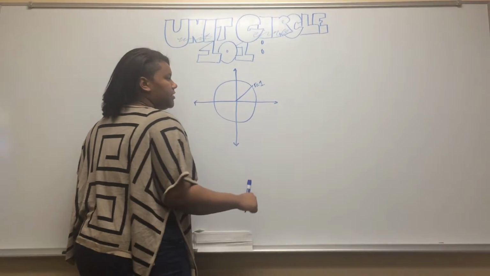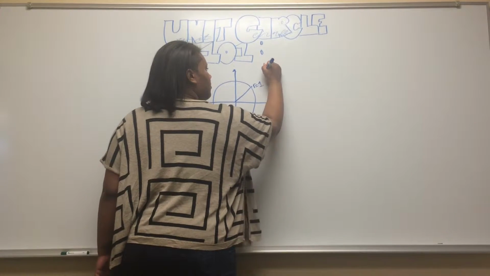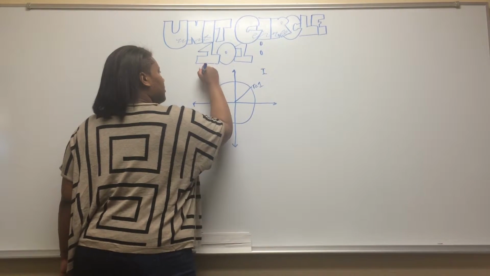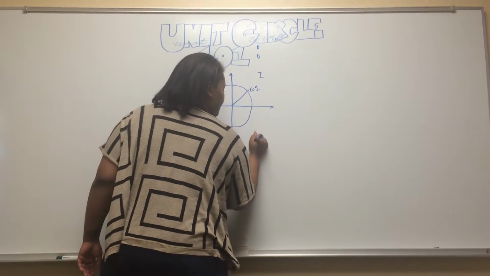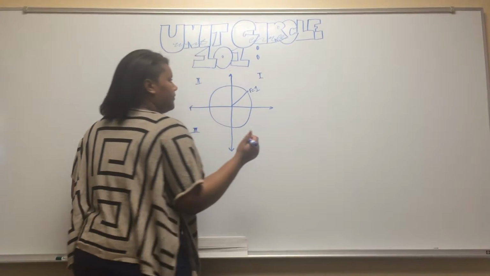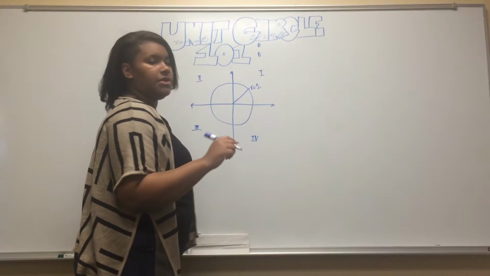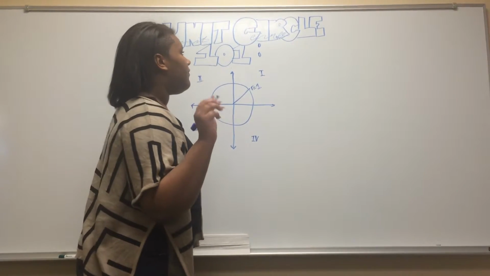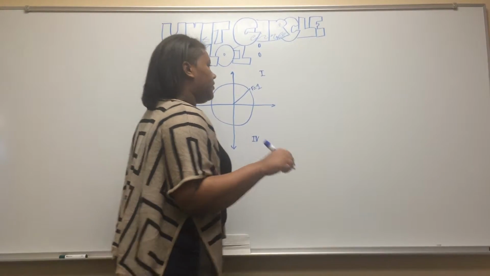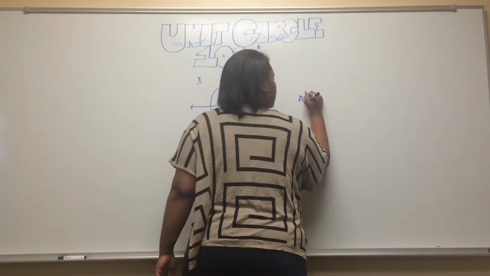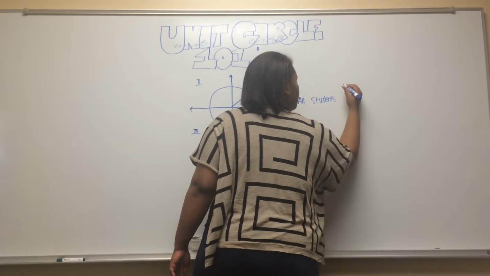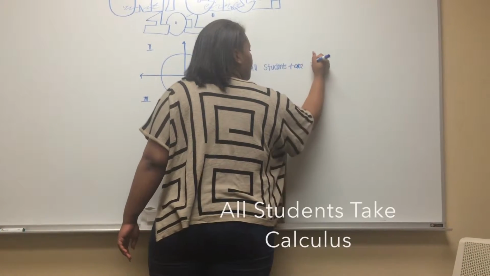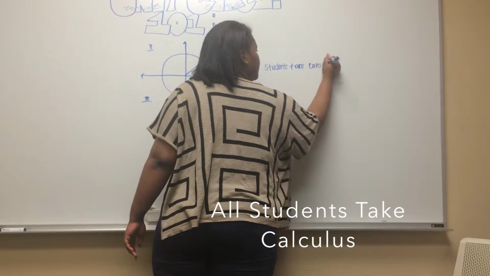You have 4 quadrants: 1, 2, 3, and 4. Because the radius is 1, you can measure it by tangent and cosine. And the way that I learned this was: All Students Take Calculus.